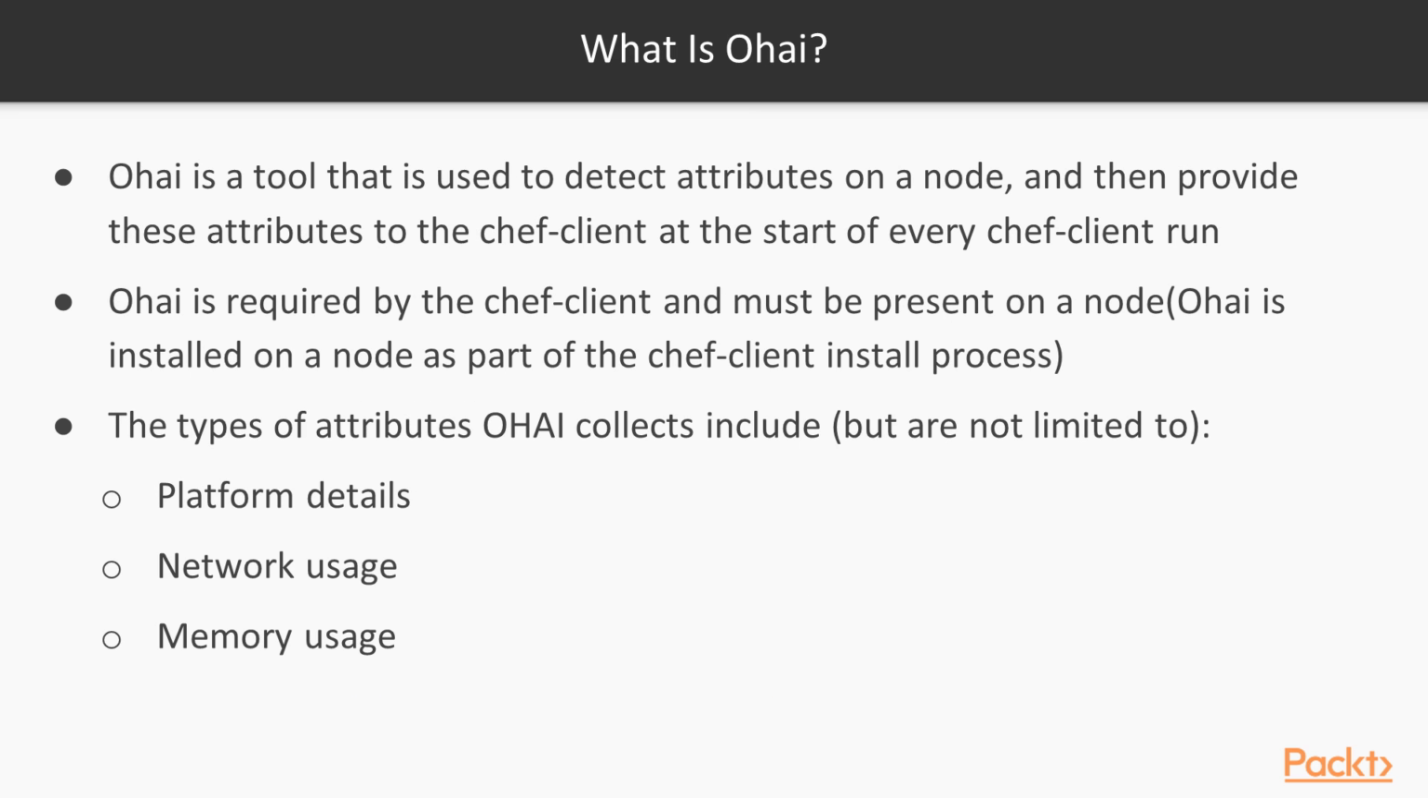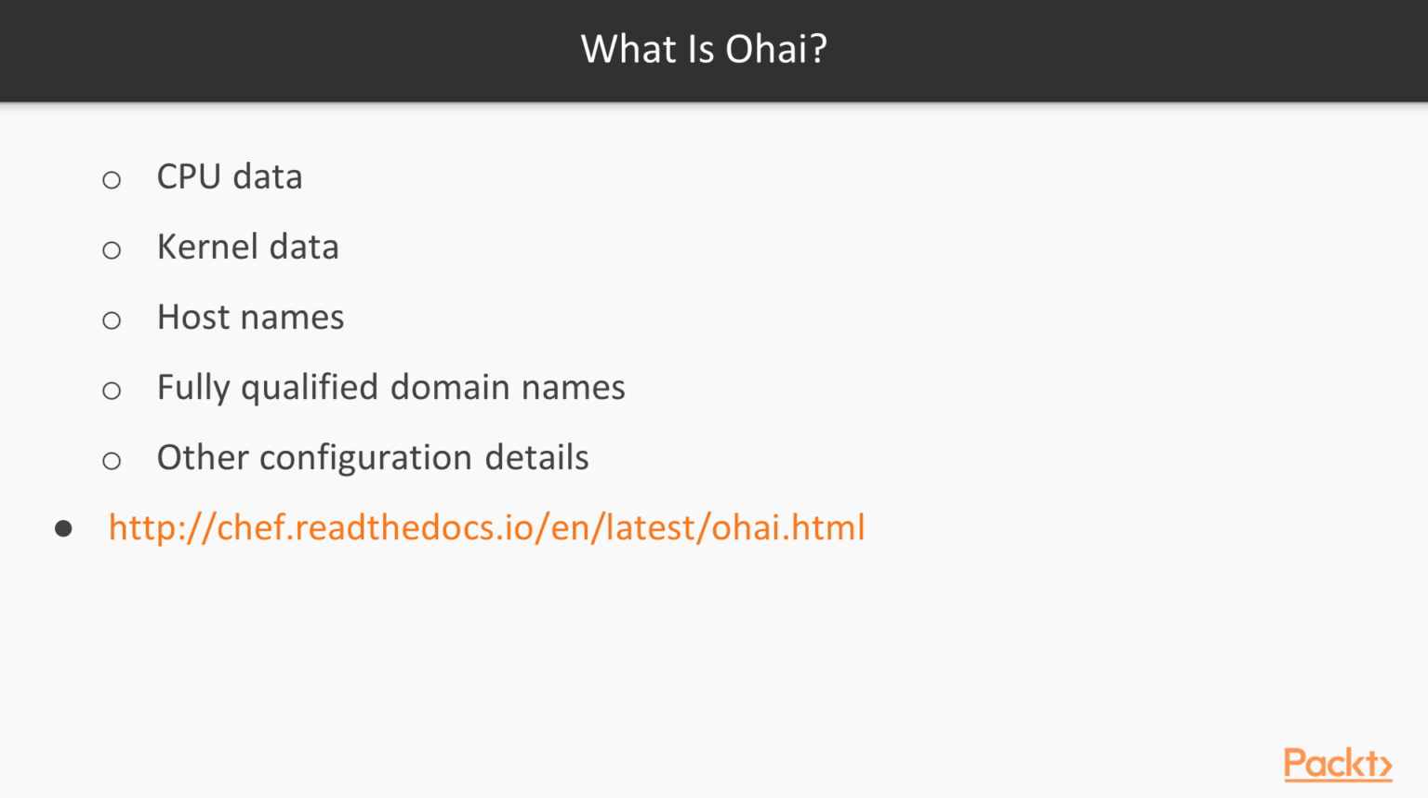So now let's try and understand what exactly Ohai is. Ohai is a tool that is used to detect attributes on a node and then provide these attributes to the chef client at the start of every chef client run. Ohai is required by the chef client and must be present on a node. Typically, Ohai is installed on a node as part of the chef client install process, and chef client installation takes place during node bootstrapping. The types of attributes Ohai collects include platform details, network usage, memory usage, CPU, kernel, host names, fully qualified domain names, and a lot of other configuration details. But they're not limited to this. You have a lot more attributes than the list on the screen.